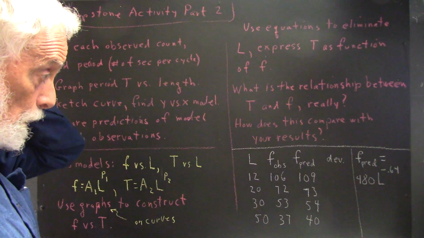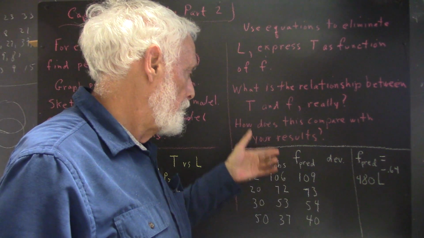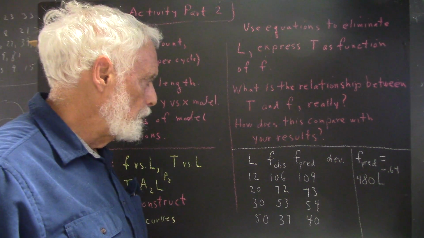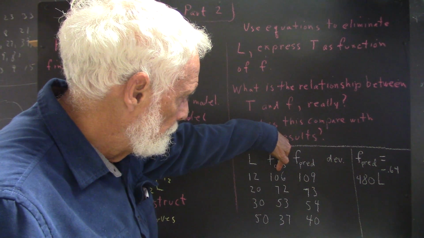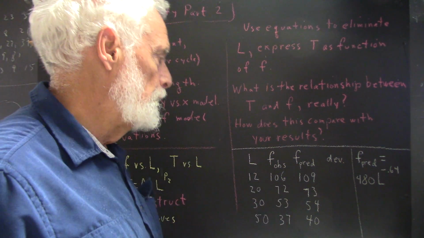Okay, so now what we want to do is evaluate how well the predictions match the observations. And in this case, they would match pretty well. We're off by 3 here. We're off by 1 here. We're off by 1 here. We're off by 3 here.